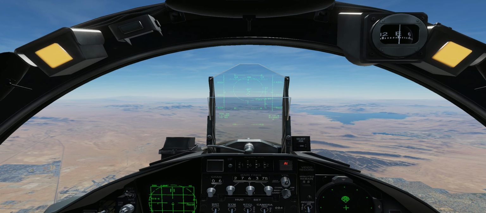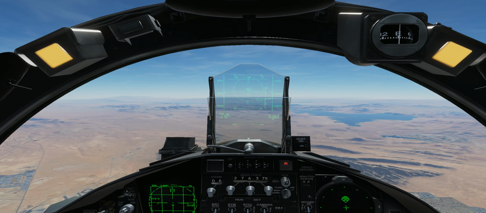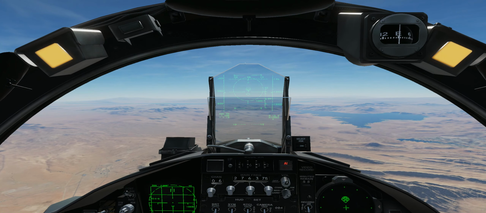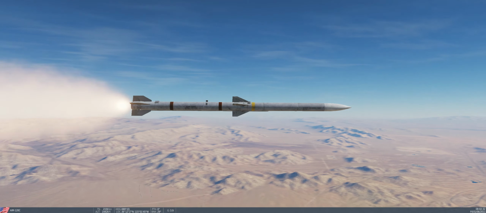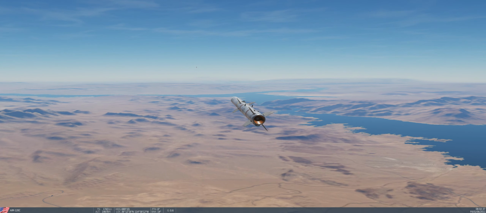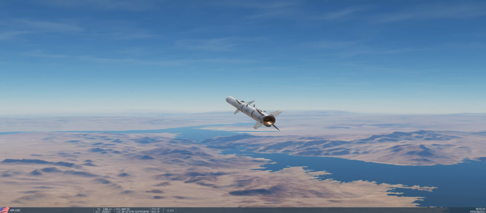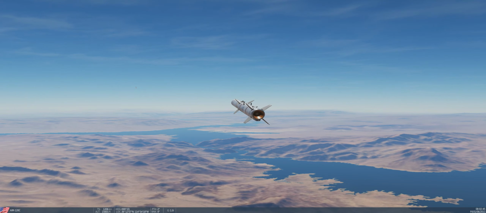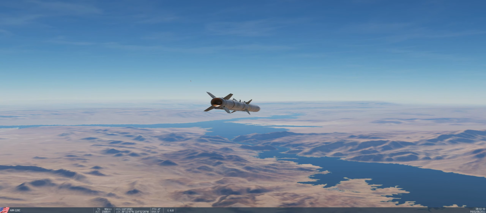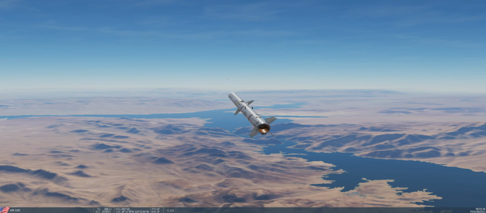Once that's said, with the 120Cs, all you have to do is hit your weapon release button and hold it down for a second or two, and then you'll have a missile on its way. Once that happens, obviously you've got one headed straight for the target. You can tell it's tracking. And it looks like it's lost target.